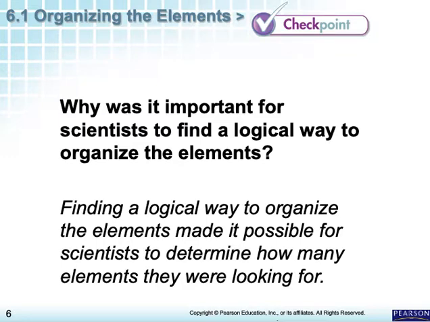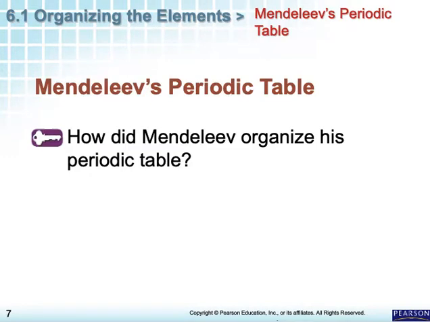So why is it important for scientists to find a logical way to organize the elements? Well, it would make sure that the scientists were finding all the elements they were looking for, and they would be able to use them in other experiments. So in Mendeleev's time, he was actually writing a textbook, and he needed a way of organizing the elements. And he came up with the modern periodic table.